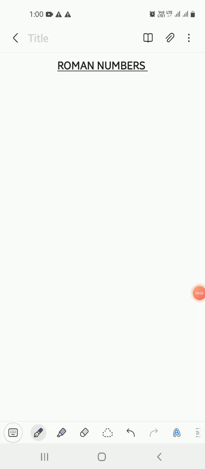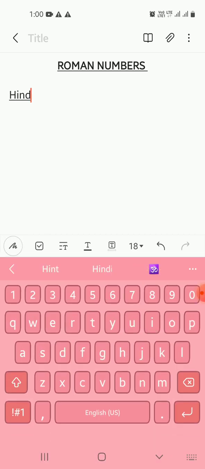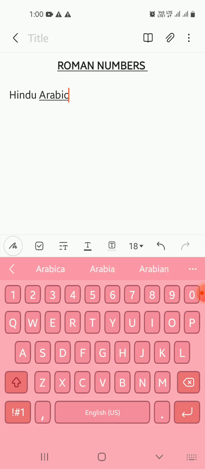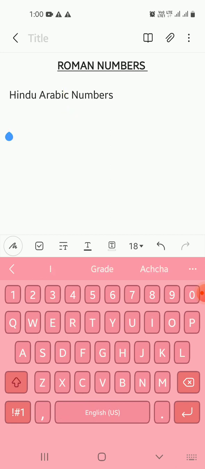Okay, so today's topic is Roman numbers. What we know is Hindu-Arabic numbers, which means 1, 2, 3. And there is another way of representing Hindu-Arabic numbers, which is known as Roman numbers. Basically, we have to learn a few symbols and their meanings.